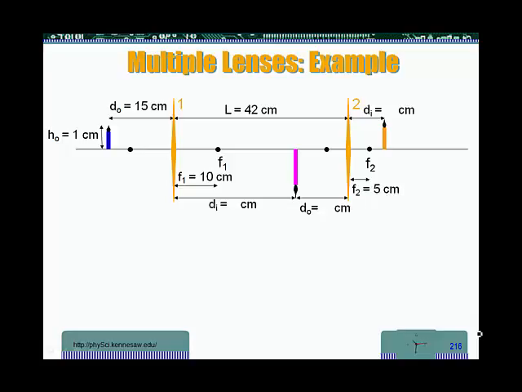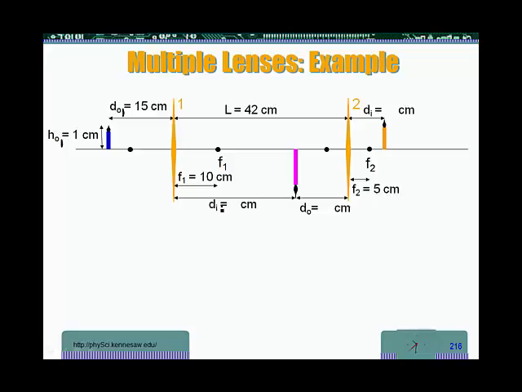Let's work this question here. What we do have is an object of height 1 centimeter, let's call it HO1, placed at a distance DO1 of 15 centimeters away from one lens, whose focal length is 10 centimeters. First we need to find the position of the image, DI1.